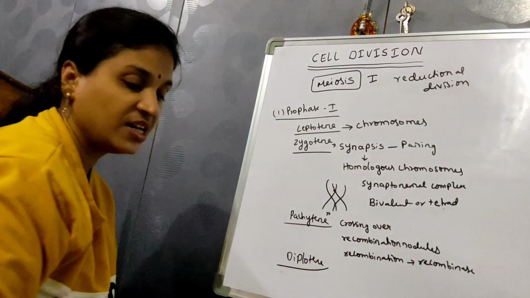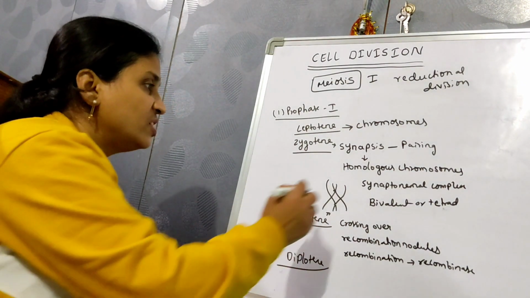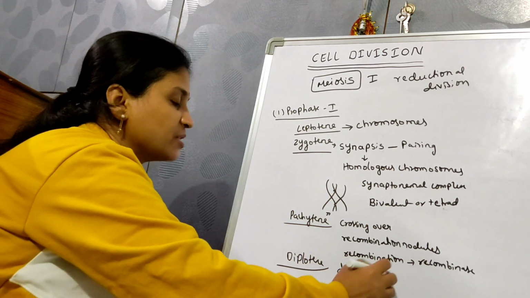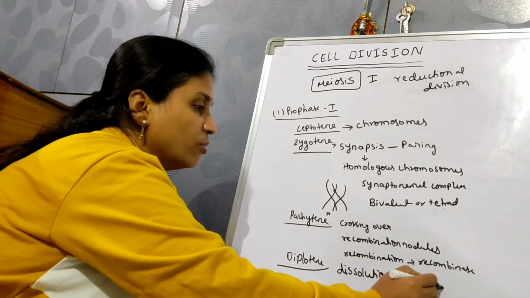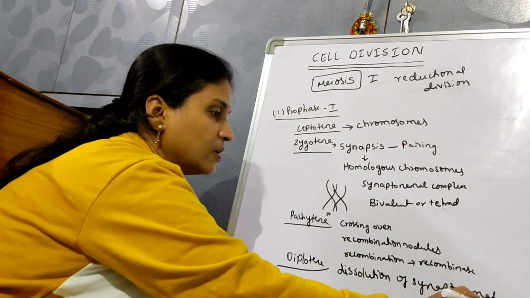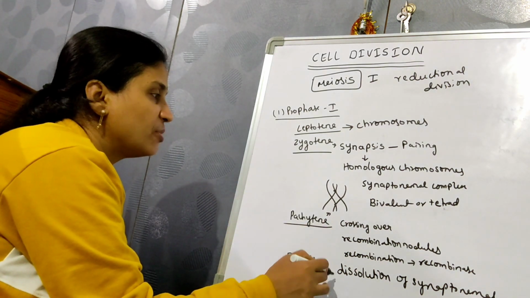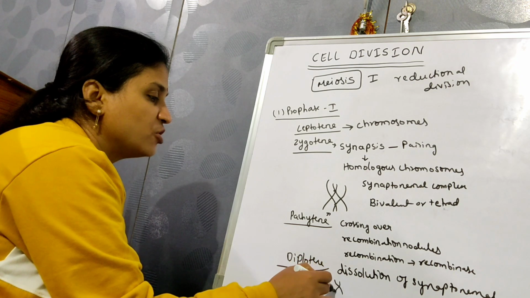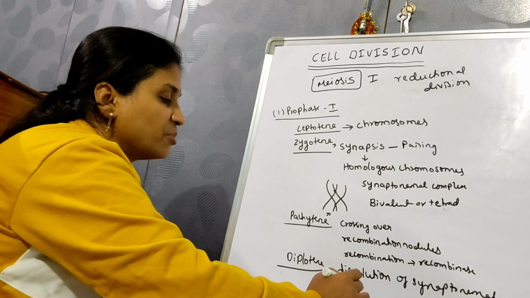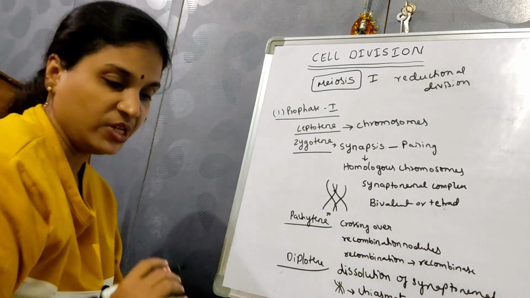What happens in the diplotene stage? The dissolution of the synaptonemal complex takes place. As a result, they appear in the form of an X-shaped structure like this. This particular X-shaped structure is called chiasmata. So chiasmata can be seen in the diplotene stage.